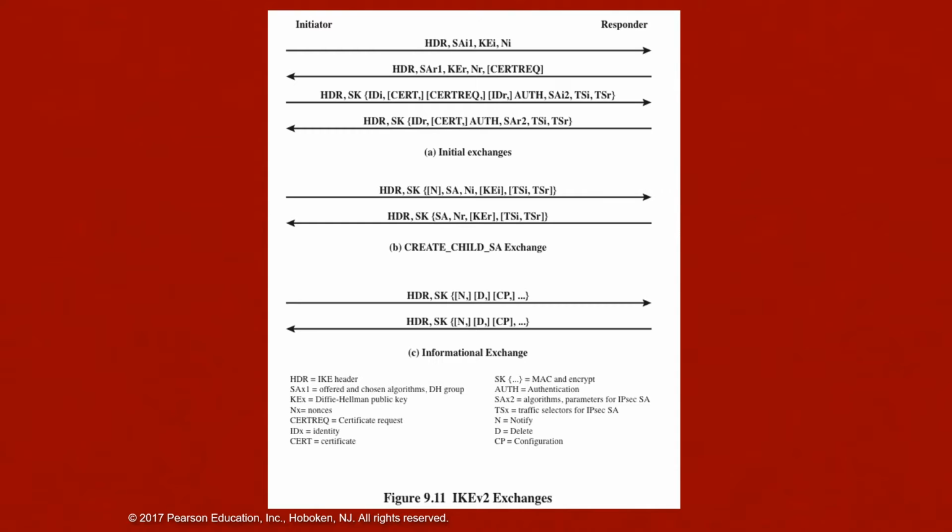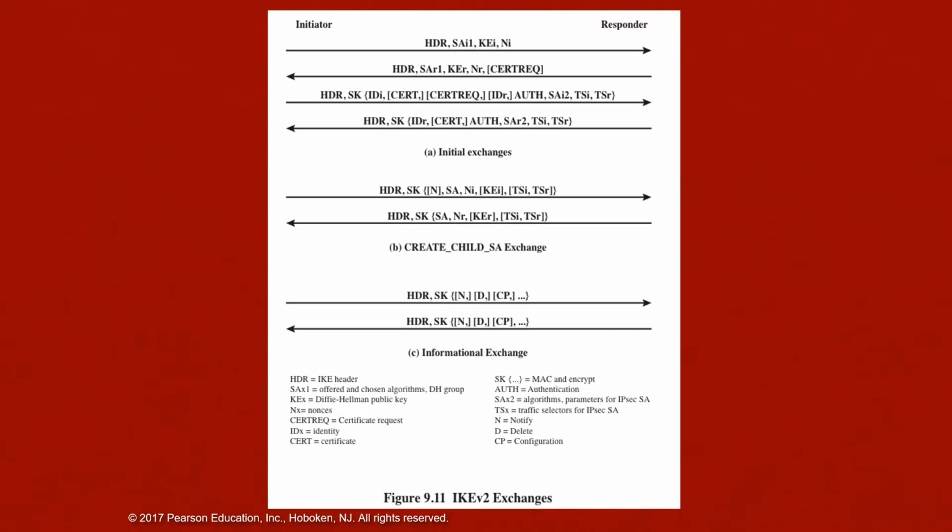The result of this exchange is to set up a special SA called the IKE SA. The SA defines parameters for a secure tunnel between the peers over which subsequent message exchanges take place. Thus, all subsequent IKE message exchanges are protected by encryption and message authentication.